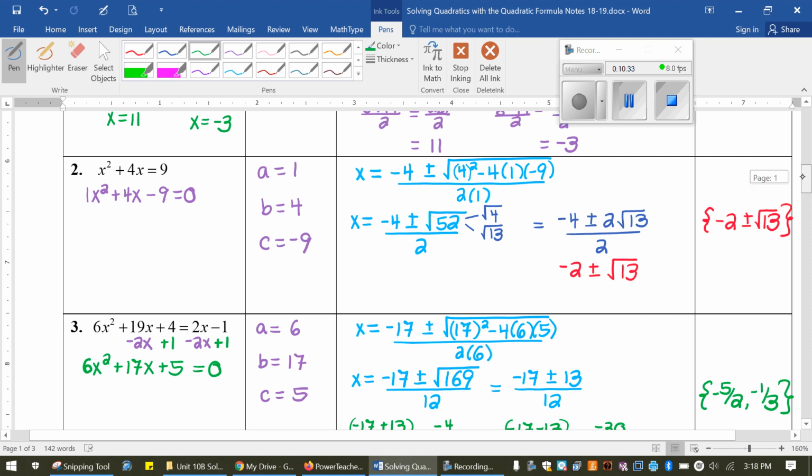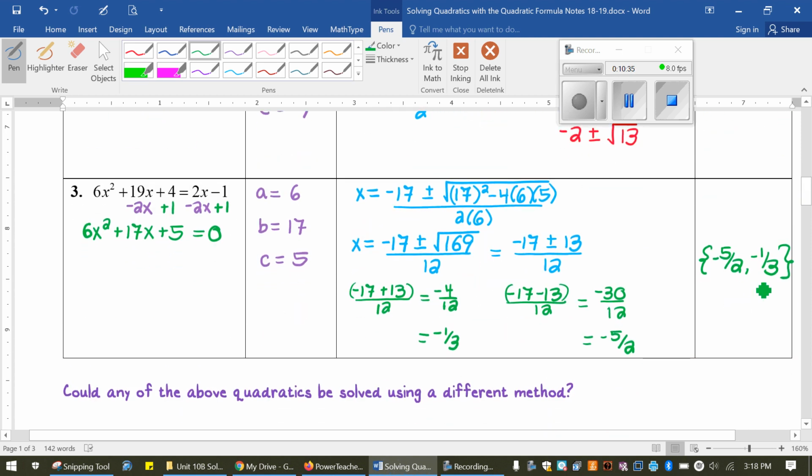But if you look at number 3, you've got some pretty nice numbers here that you could have gotten by factoring as well. So let's look at that one. So what you're looking at here is 6 times 5, which is 30, and then you're looking to get a 17.